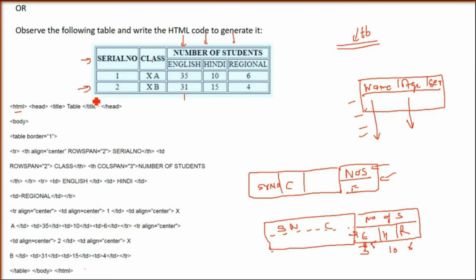Now coming to the fourth row. You have to start TR, and write 5 table datas. So 5 table datas are written, and end the TR, and end the table, the body and the HTML.